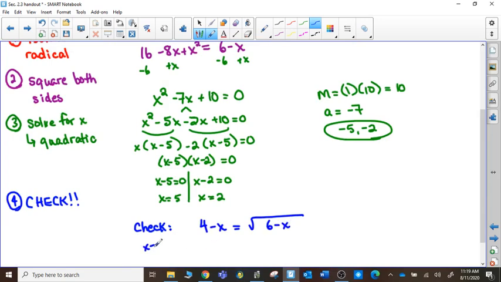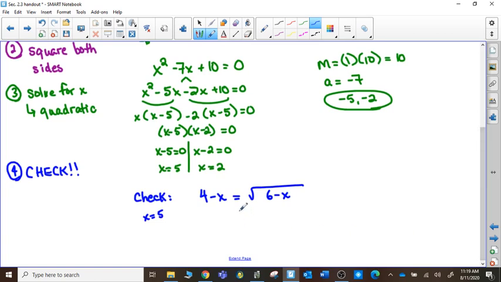I'll start with checking the x equals 5. And when you substitute in 5, I often draw a line down from the equal sign just to keep the two sides separate. And I get negative 1 on this side. Square root of 1 is equal to 1. And that means that no, it does not check. X equaling 5 is not a good solution. 5 does not work. So if I check the other solution, x is equal to 2.